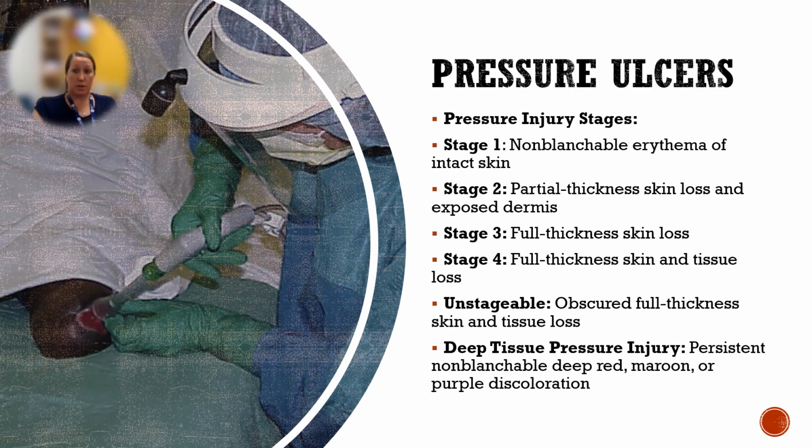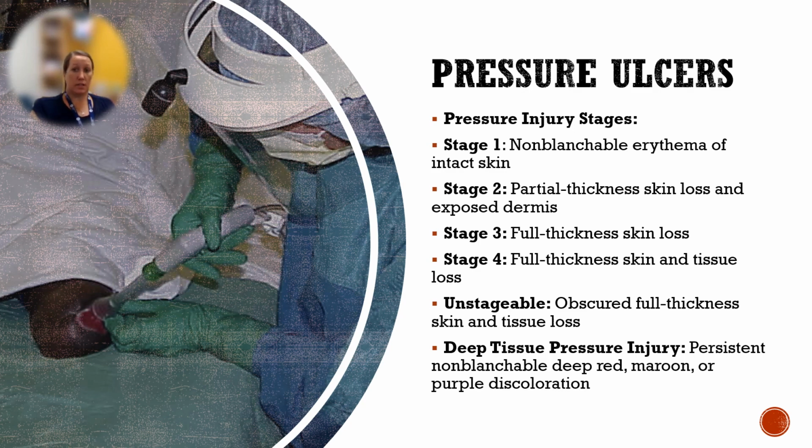A stage 1 pressure injury is non-blanchable erythema in intact skin. Intact skin with a localized area of non-blanchable erythema, which may appear differently in darker pigmented skin. There can be changes in sensation, temperature, and the firmness of the skin.